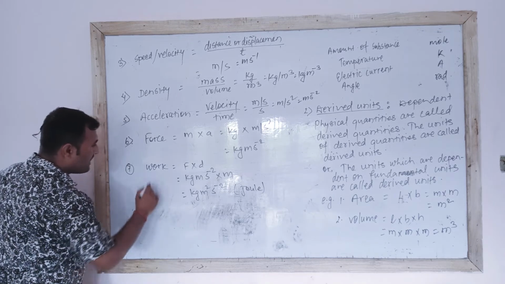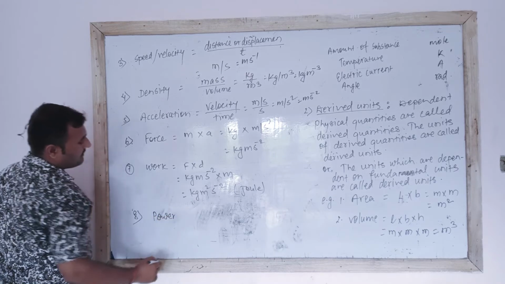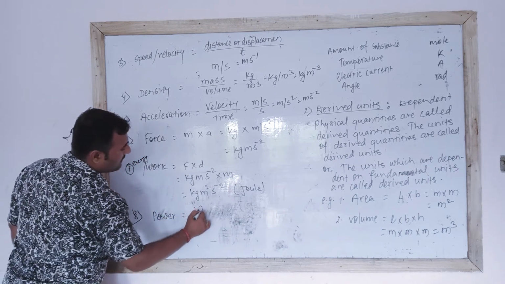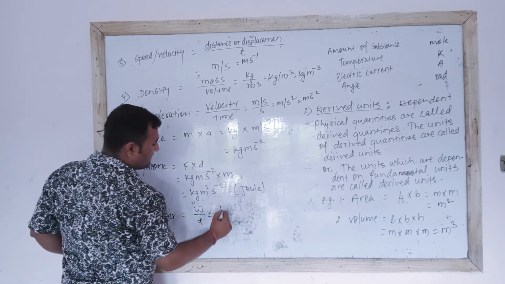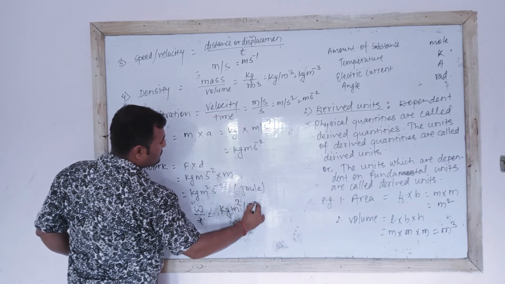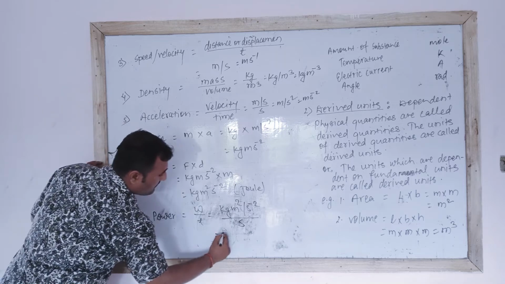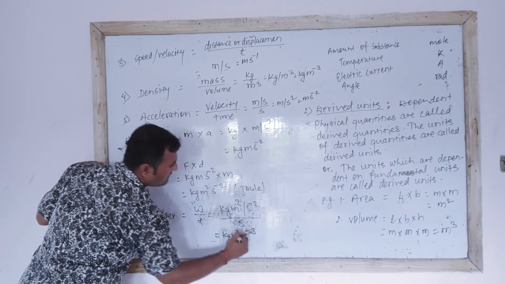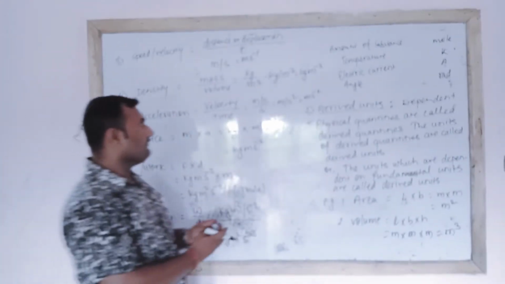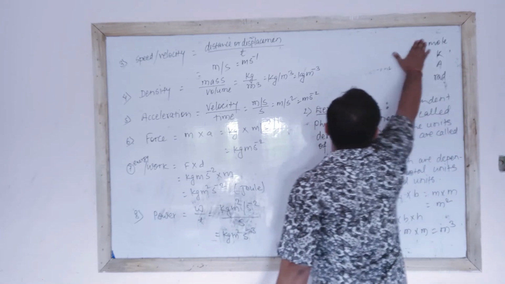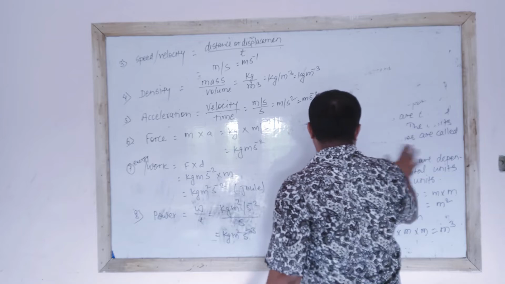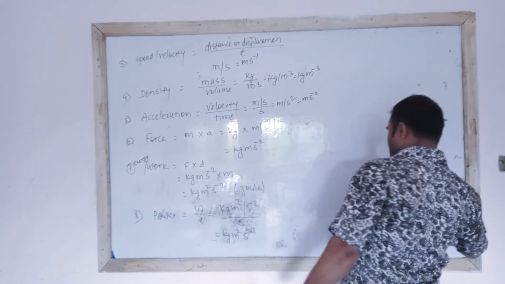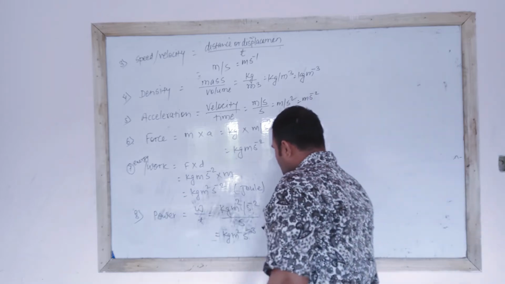After that, another derived quantity is power. Work and energy, also we can write here energy, same. Power equals work by time. We have already calculated kilogram meter square s inverse 2 divided by s. Here kilogram meter square, and s goes downward, so it becomes s inverse 3. The unit of power is also called watt.